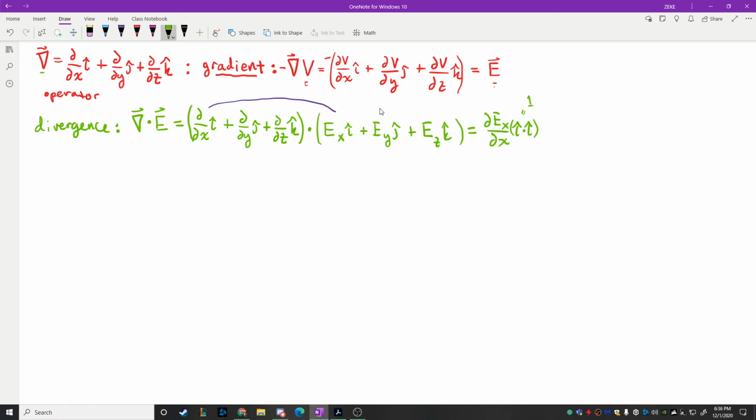It's 1, right? So we don't really even need to write it. Since it's i-hat dot i-hat, we'll just leave it. We don't even really need to write it, right?